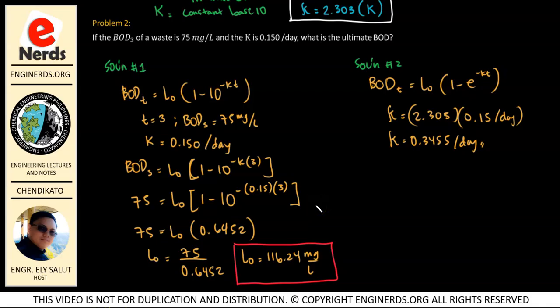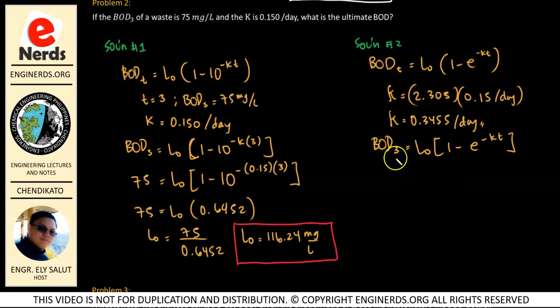So, gamitin na natin yung ating equation. BOD3 is equal to LO times 1 minus E to the negative KT, no? Okay, so substitute natin yung mga values natin. Yung BOD3 natin is equal to 75, times LO times 1 minus E to the negative, ano yung ating K? So, yung small letter K na, no? 0.3455 times time, which is 3.